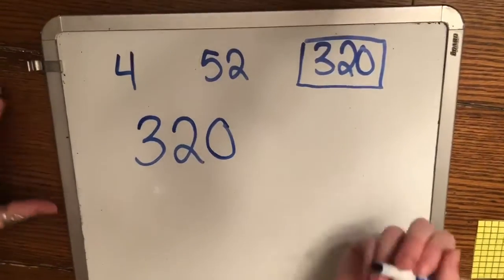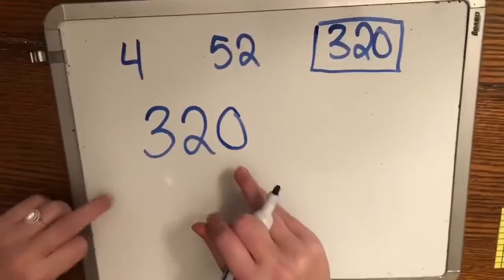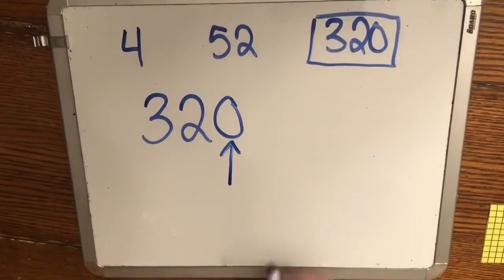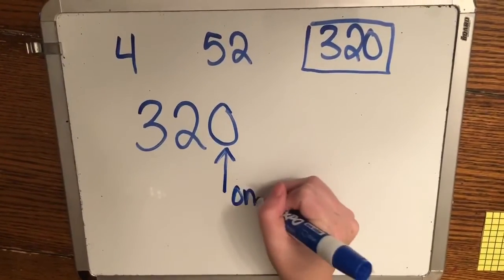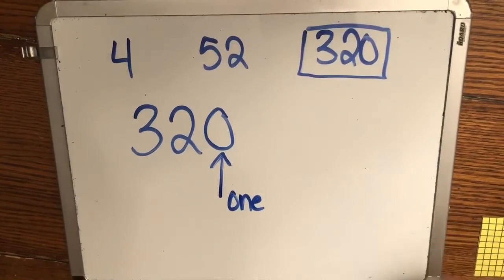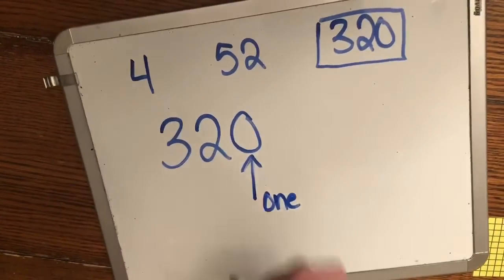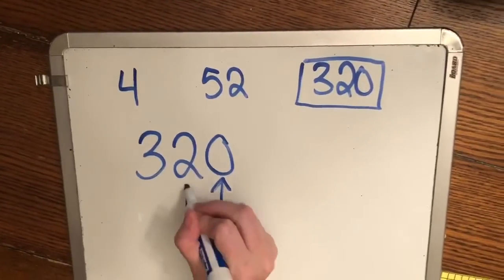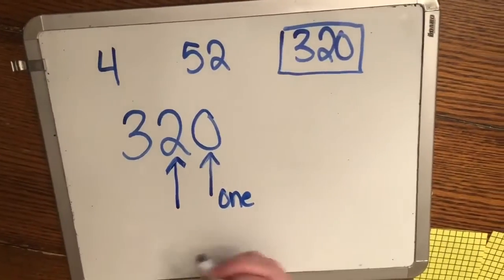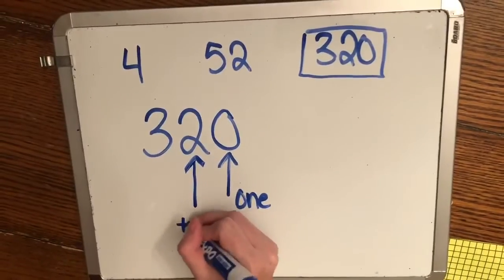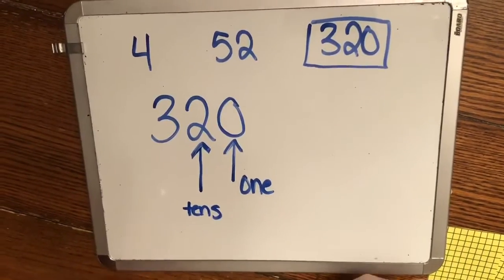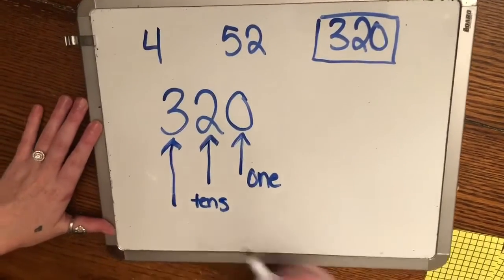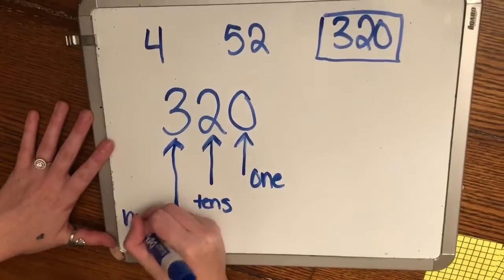So you may be asked, what place value is the 0 in? The 0 is in the ones or unit. You could be asked, what place is the 2 in? 2 is in the tens. And then you could be asked, what place value is the 3? The 3 is in the hundreds.